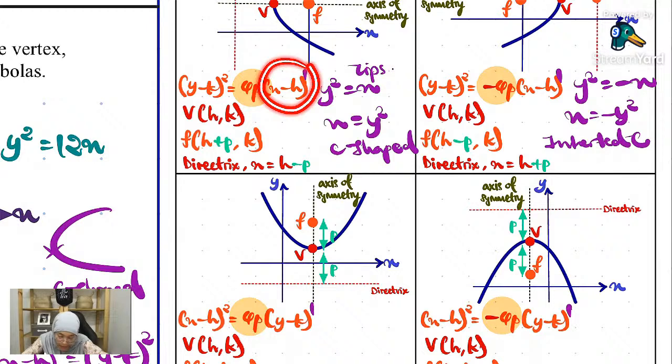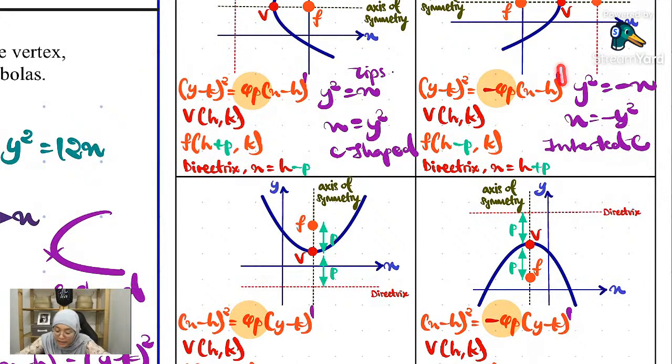Because this is X minus H power positive, but this can also be Y minus K power positive. So whatever has power one, it is having the 4P over there. Do you all understand what I'm trying to say here? This is my easy way of memorizing, to share with you guys how to know where is the position of 4P and negative 4P. It doesn't always sit at the X minus H, because here it is Y minus K. So can you understand what I'm trying to say here?